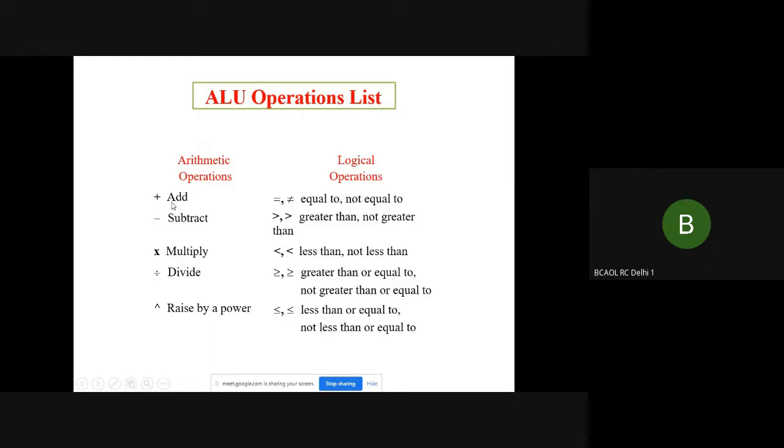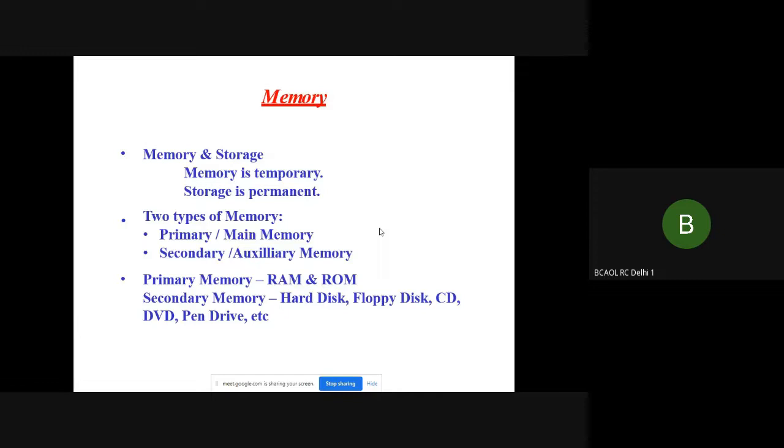Arithmetic operations are plus, minus, multiply, divide. This is power. In some programming languages, this is the symbol of power, the caret symbol, right? Then equal to, not equal to, greater than, less than, greater than or equal to, less than or equal to. These are your logical operations: AND, OR, and NOT are basically your logic operations, right? So this was about your CPU.